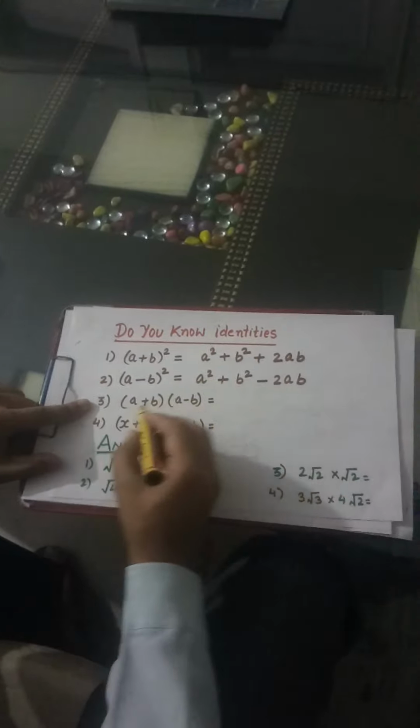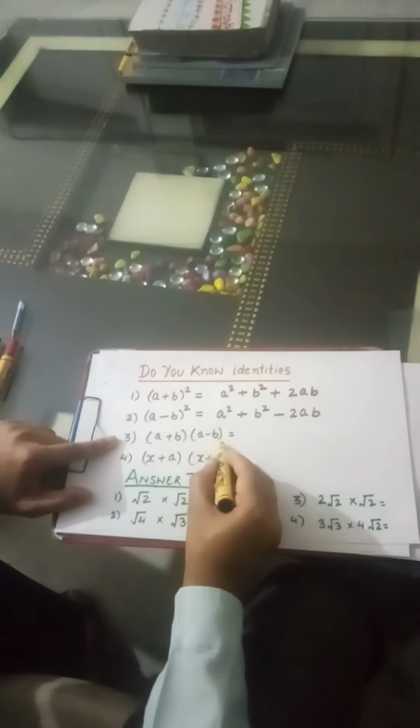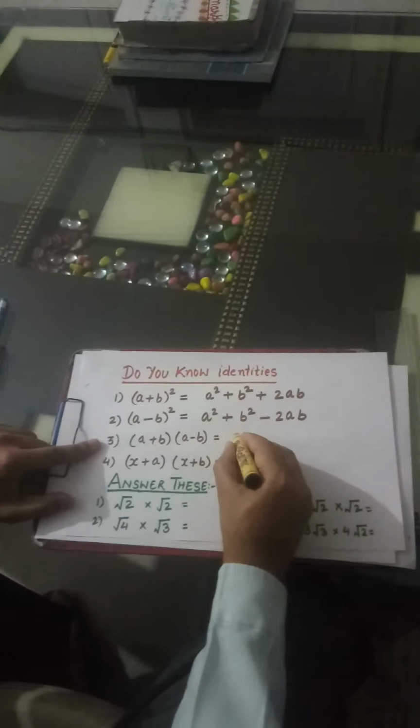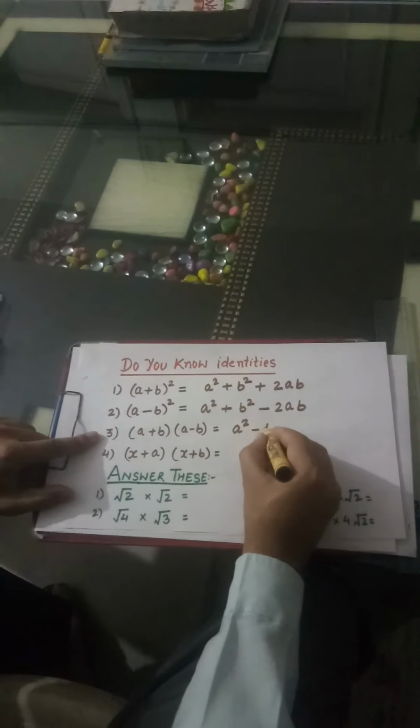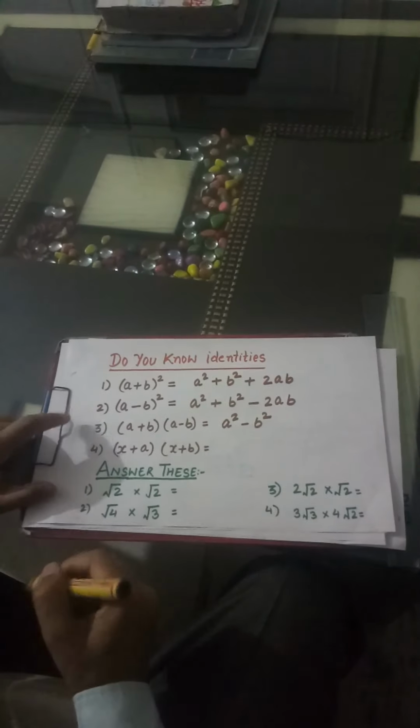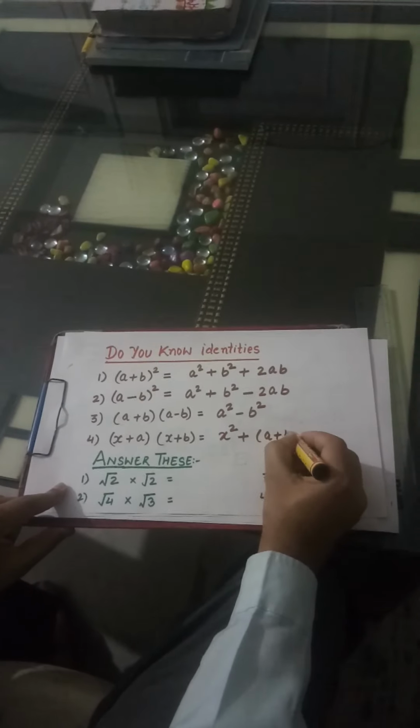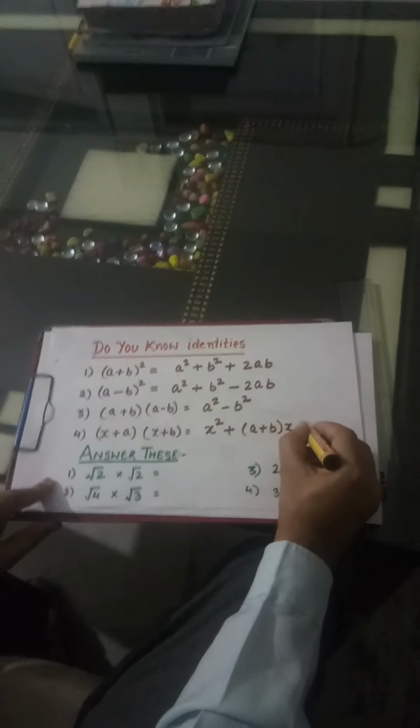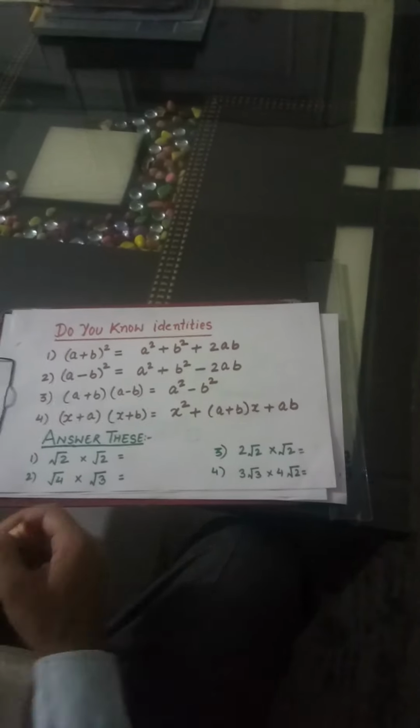and the third identity is a plus b into a minus b. If we expand that, or if we multiply the product, then we'll get it as a square minus b square. Then the fourth identity is x plus a into x plus b. It is equal to x into x is x square plus a plus b into x plus a into b. These four identities we have done in class 8.